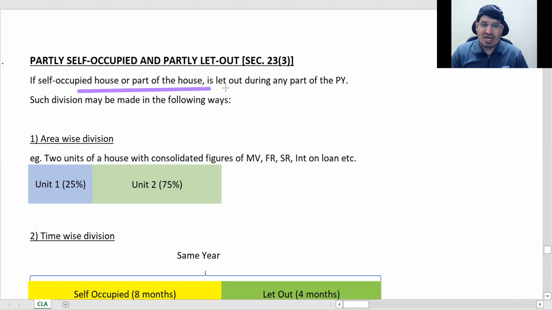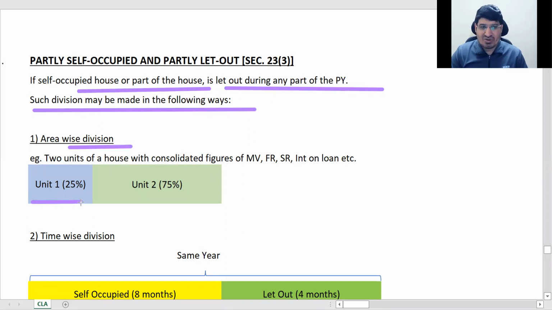If a self-occupied house is let out during any part of the previous year, such division can be made in the following ways. One is area-wise division. There are 2 units, and it is based on floor space. This is as per your floor space.